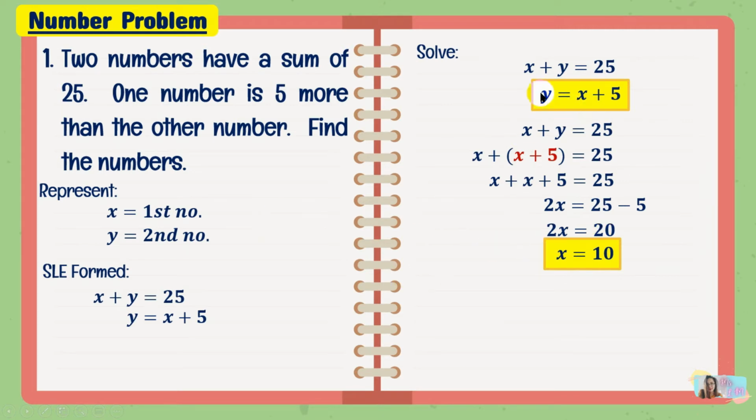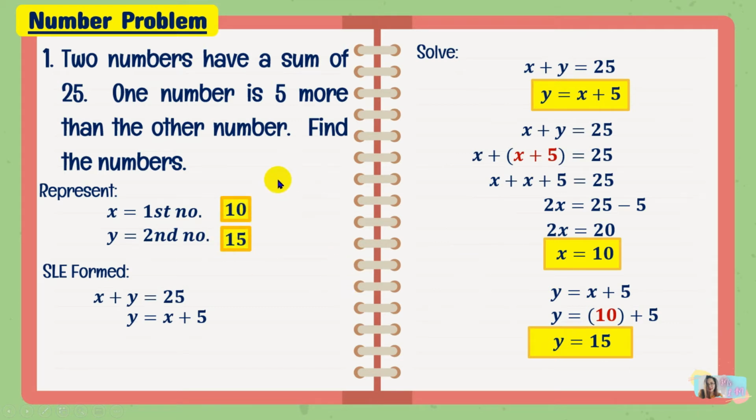So, to get the second number, kunin natin itong ating second linear equation, y is equals to x plus 5. Then substitute the value of x as 10. 10 plus 5 is 15. And this will be our second number na hinahanap. So, ang first number is 10, ang second number is 15, and ang sum nila 25, tama po.